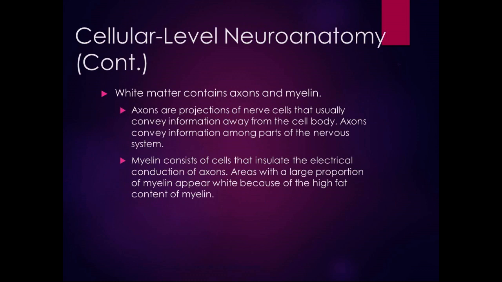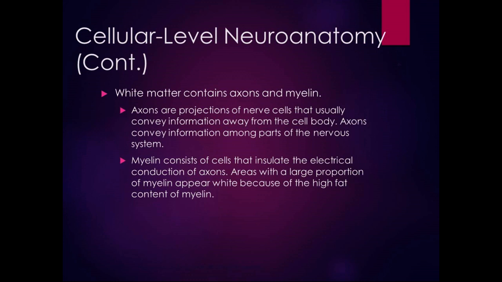So axons are the projections of nerve cells that usually convey information away from the cell body. And we'll talk about this in a lot more detail in Chapter 6. Axons convey information among parts of the nervous system. Myelin consists of cells that insulate the electrical conduction of axons. So areas with a large proportion of myelin appear white because of the high fat content of myelin.